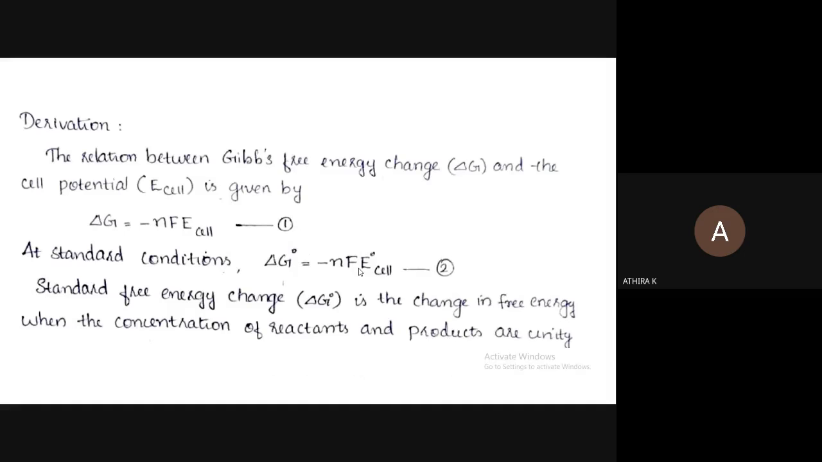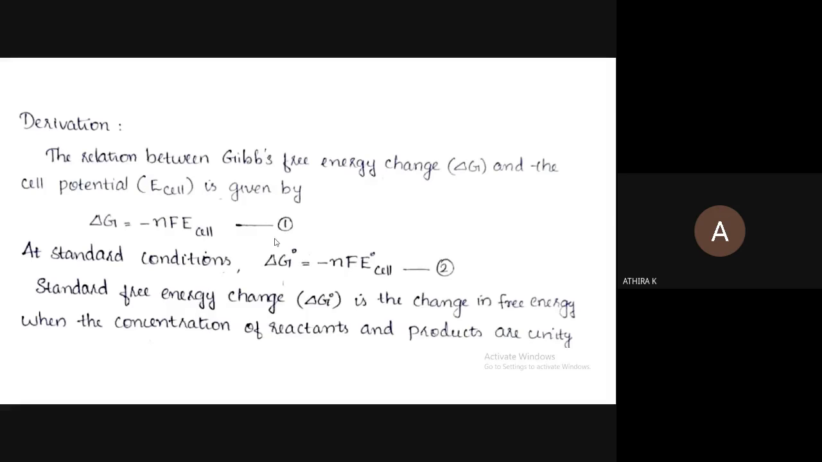Then how to derive? We know there is a relationship between G and E cell, that is G equal to negative NFE. ആ ഇക്വേഷൻ എക്സിസ്റ്റ് ചെയ്യുന്നത് പോലെ ഗിബ്സ് ഫ്രീ എനർജി ചേഞ്ചിൽ ഈ ഇക്വേഷൻ എക്സിസ്റ്റ് ചെയ്യുന്നു. The relation between Gibbs free energy change delta G and the cell potential E cell is given by this equation: delta G equal to negative NFE cell. This is our first equation, the relationship between delta G and E cell.